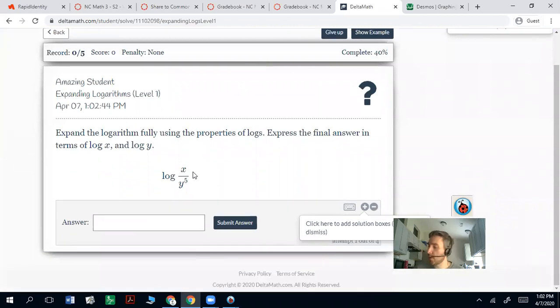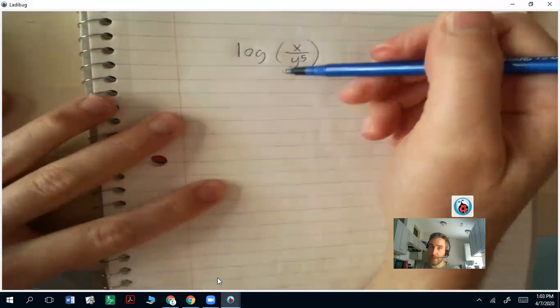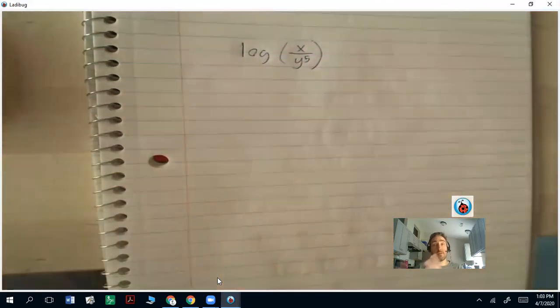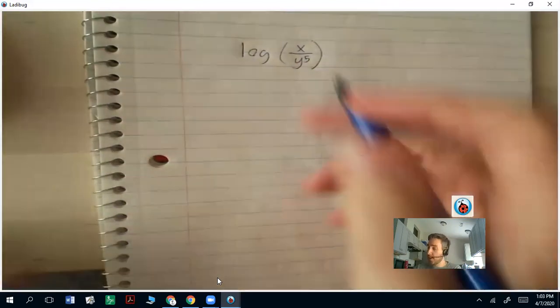Well, I'm going to start with writing that down, noting if it's going to be times or division. So in this case, it's log of x over y to the 5th. Well, that's division. So watch how I do this one. Log of x over y to the 5th. Division turns into subtraction, turns into division when you're condensing. So division turns back into subtraction if you're expanding.